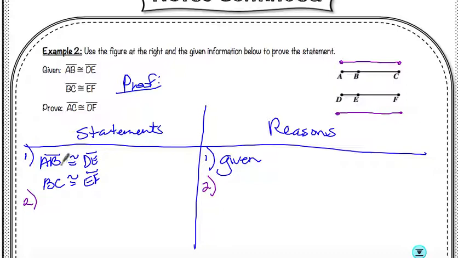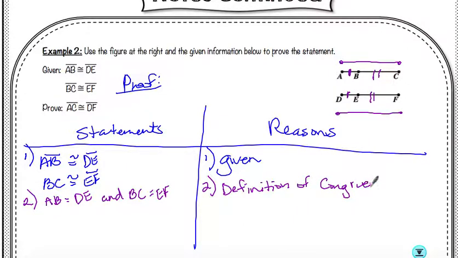Okay, and then the given information says AB and DE are congruent. BC and EF are congruent. Well, that makes sense. If this piece and this piece are congruent, this piece and this piece are congruent, the two whole segments are congruent to each other. So what we're going to do is we're going to use the given information first and state that these two measures are equal to each other. AB equals DE and BC equals EF.